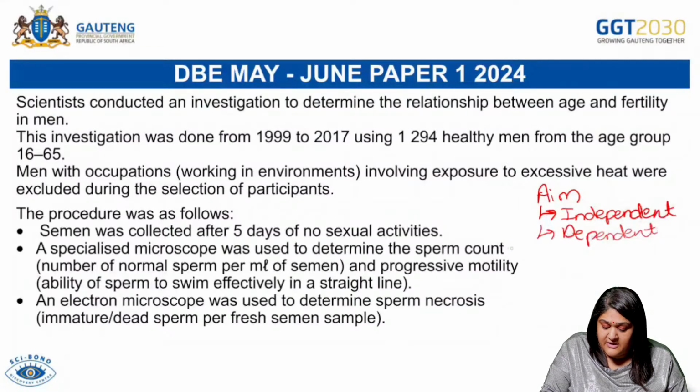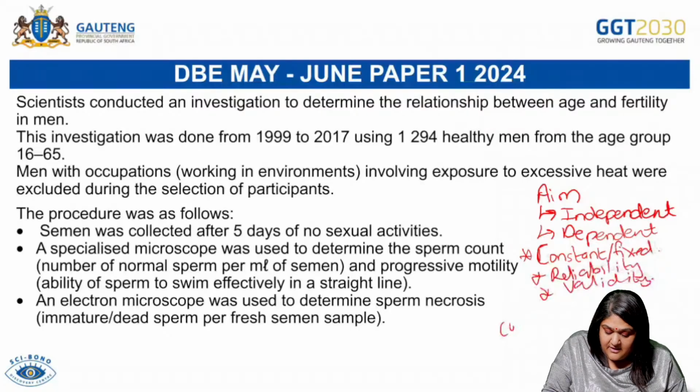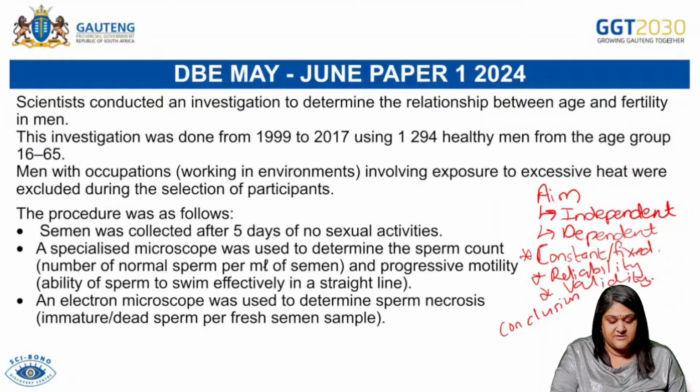Then you are also going to ask yourself, are there any constant or fixed variables? Then you're going to ask yourself, how did they ensure reliability? How did they ensure validity? Is there maybe a conclusion? So while you are reading this, your mind must already be starting to think about these things. Okay, so how do you identify? Okay, first let's read it. Then we're going to identify these things.